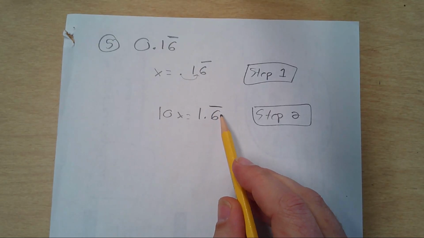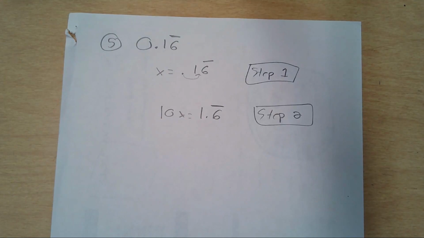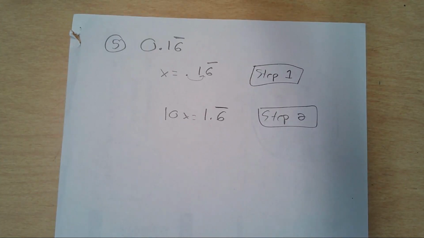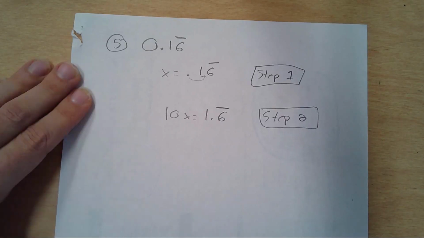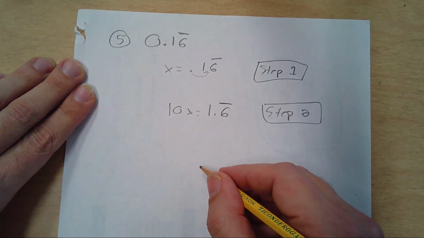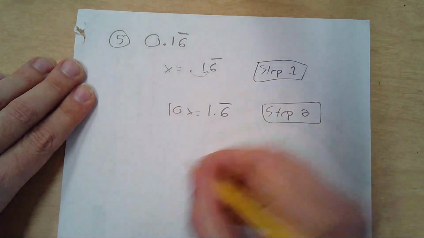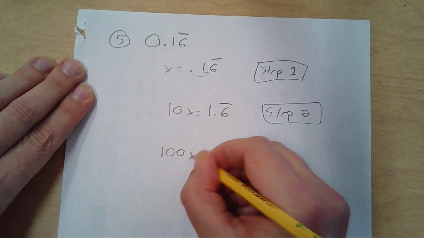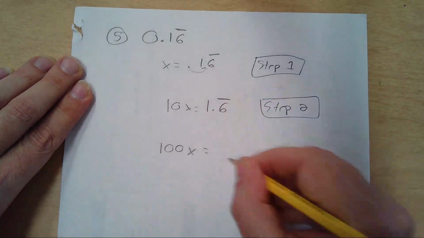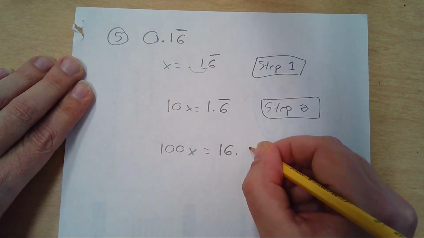starts. All right. Step 3, figure out how many repeating decimals there are. There's 1. And then multiply by 10 to that power. So once again, I'm going to be multiplying by 10 again. So 10 times 10 gives me 100. And over here, now I have 16.